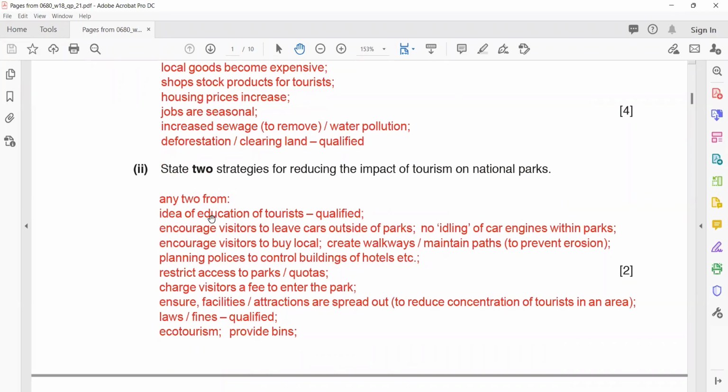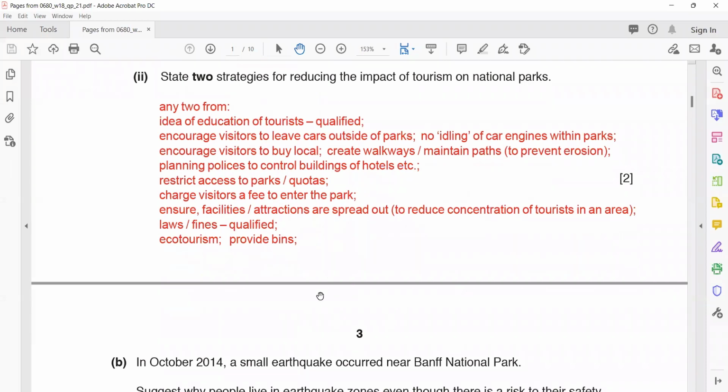Idea of education: for the tourist, encourage the visitor to leave the car outside the park, encourage visitors to buy local stuff, restrict the areas to the park. You can say this, you cannot go, and with policies like this you can do a lot of things.